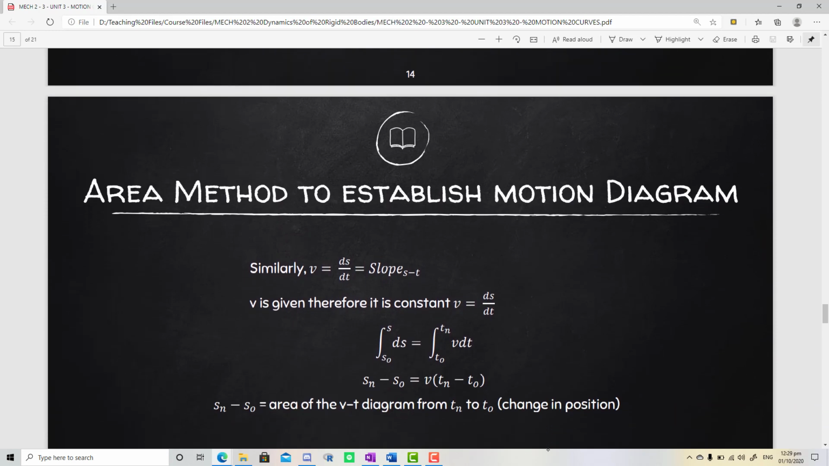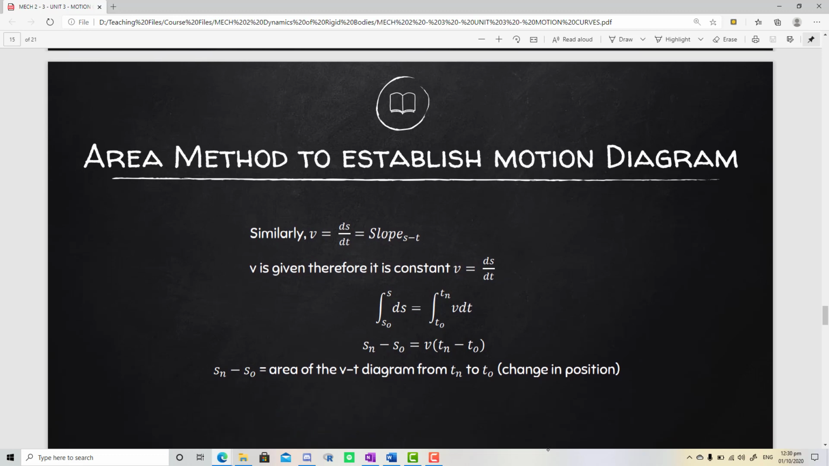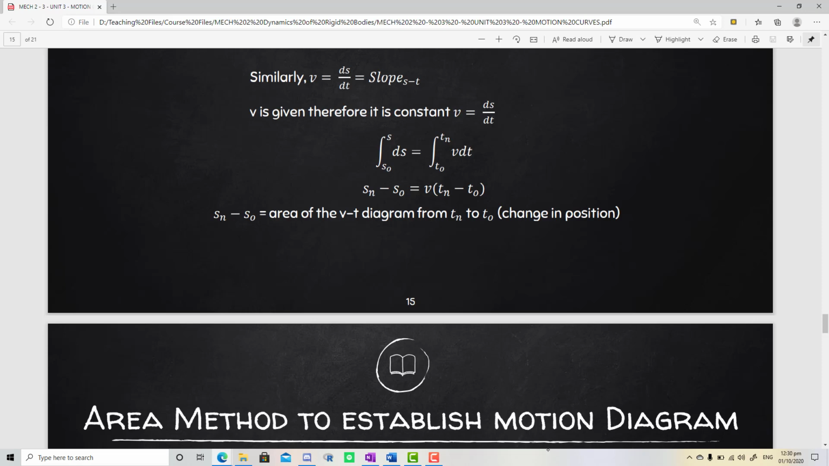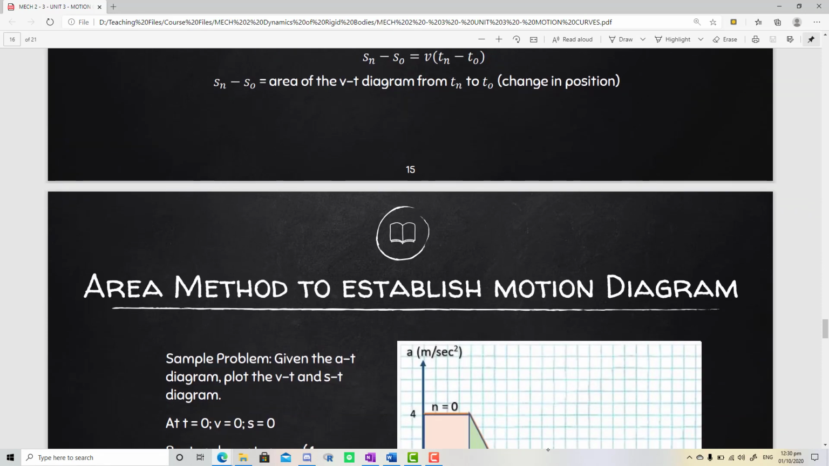Applying the same method for the velocity, you will arrive at Sn minus S0 is equal to velocity times (Tn minus T0), and that is equal to the area of the Vt diagram from T0 to Tn. Again, we will demonstrate this later using an example.